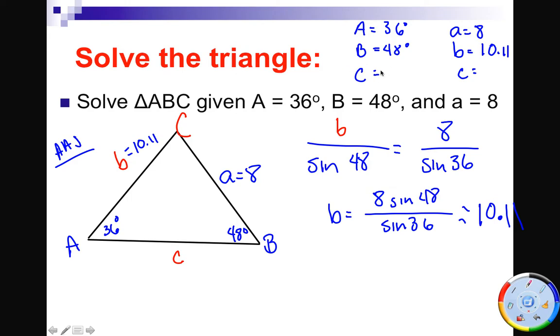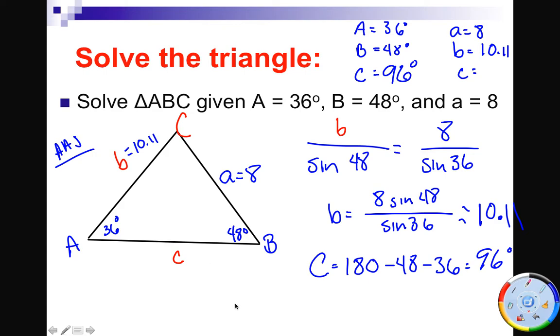Well, big C is really easy because we should know that the angle sum of any triangle is 180 degrees. So big C is equal to 180 minus 48 minus 36, which is 96 degrees. And that's actually okay. Remember, we're dealing with non-right triangles. And then we need to figure out little c. So now we just use the law of sines again. Again, we cannot use Pythagorean theorem.